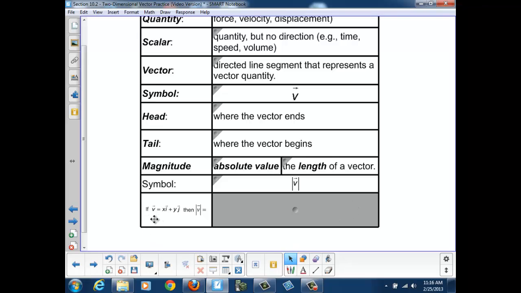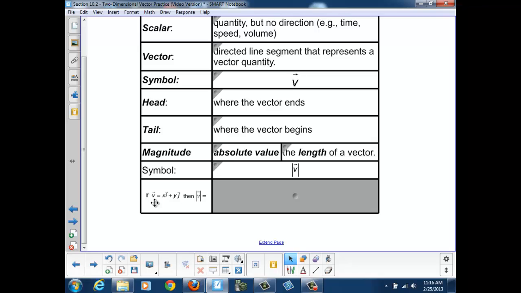If we're given our vector in components here as xi plus yj, then the magnitude of our vector can be calculated by using the Pythagorean theorem approach, and will be calculated with the square root of x squared plus y squared. The horizontal component squared plus the vertical component squared, square root.